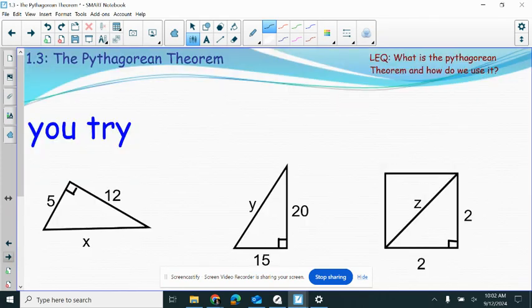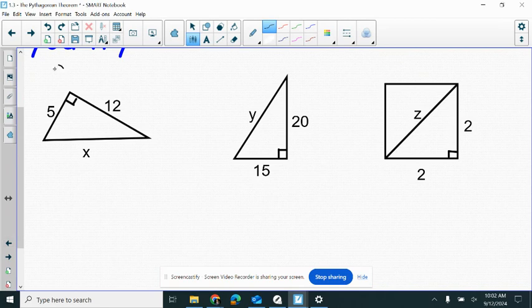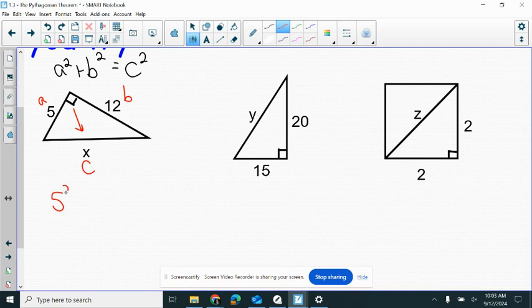So when we're doing the Pythagorean theorem, a squared plus b squared equals c squared, the first thing you want to do is identify the three sides, a, b, and c. You may want to start with the c, because that's the hypotenuse. Then the other two sides are a and b, it doesn't matter which one's a and which one's b. After you label them, you plug them into the Pythagorean theorem. So I'm going to replace the a with 5 squared, plus b is 12 squared, equals c is x squared.